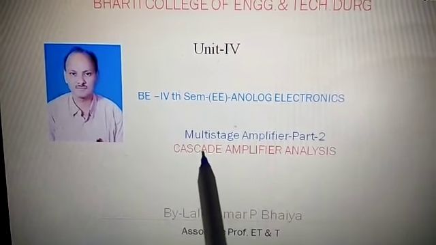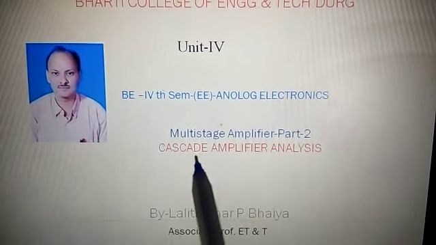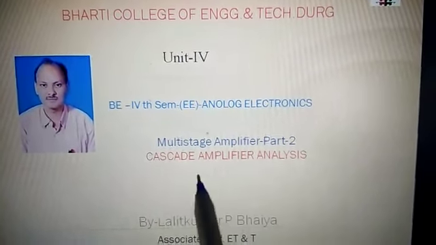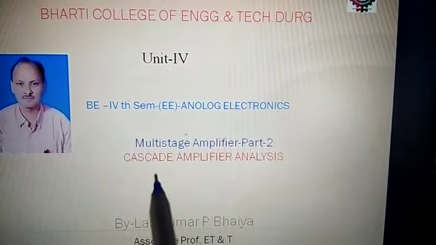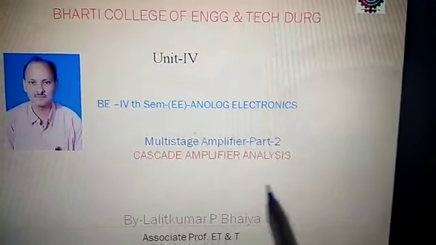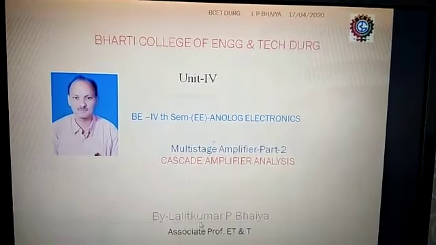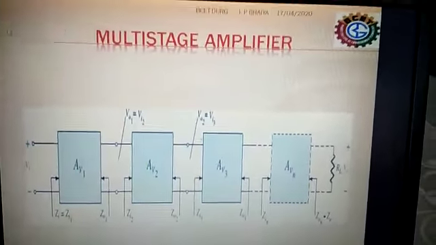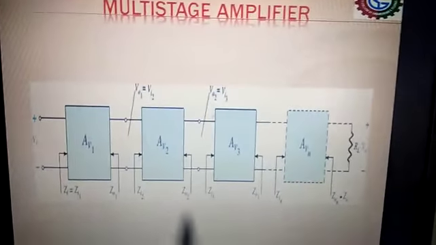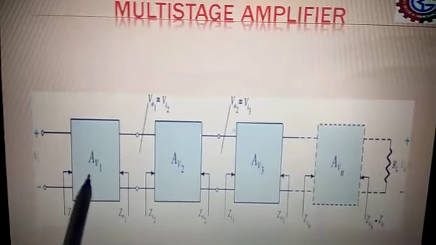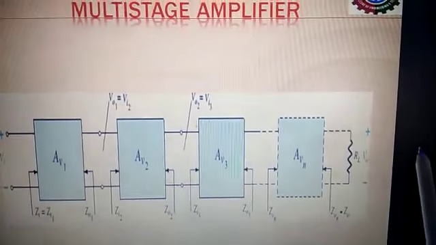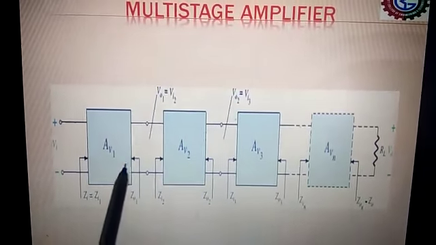Here you can see this is unit number 4, multi-stage amplifier, and this is part 2 of the video in which it is elaborated cascade amplifier analysis. Here you can see the diagram of the multi-stage amplifier. This is stage 1, this is stage 2, stage 3, stage 4 and so on. Number of stages may be connected here.